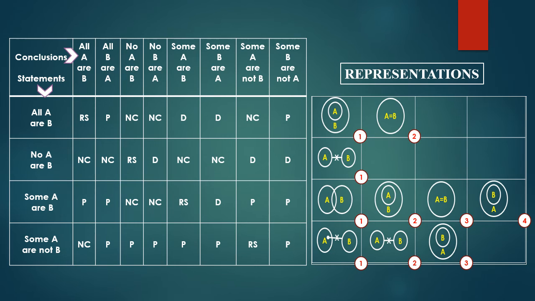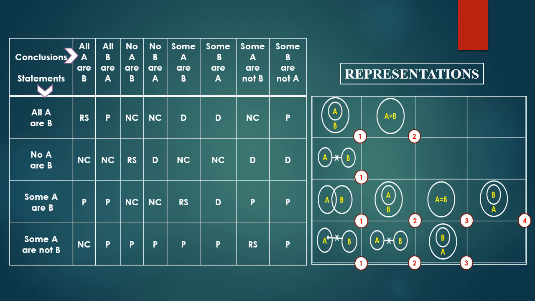All B are A. All B are A is a possibility, in the third representation of some not. In the third one we can see that all B are inside A, whereas in the second one no B are A. So all B are A is a possibility for some A are not B. No A are B: it is a possibility in the second diagram but not in the third diagram. So that's why it is a possibility again. For no B are A, same logic. It is following in the second diagram, not in the third diagram.